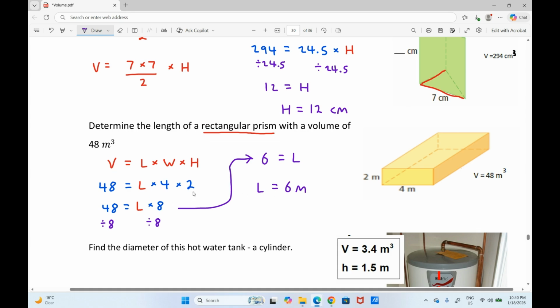Well, let's check. 6 times 4 is 24. 24 times 2 is 48. So that means I check my work. I get the same volume back by using a length of 6 meters. So hence, a length of 6 meters would be correct.